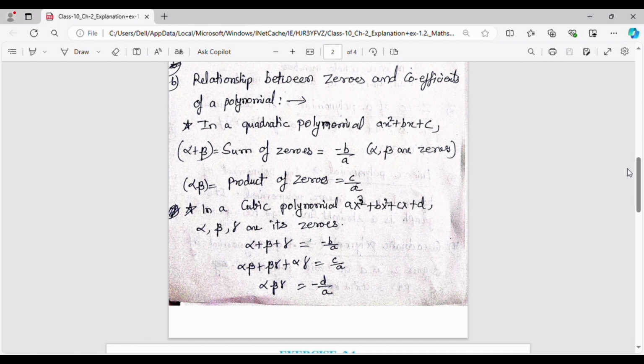Next, cubic polynomial and the relation between zeros of a cubic polynomial and its coefficients. Since it is a cubic polynomial, it has 3 zeros, alpha, beta and gamma. As you see, alpha plus beta plus gamma, the sum of the zeros, is minus b upon a, and alpha beta plus beta gamma plus alpha gamma is equal to c upon a, and the product of zeros alpha beta gamma is minus d upon a, where a, b, c and d are coefficients of x cube, x square, x, and d is the constant.